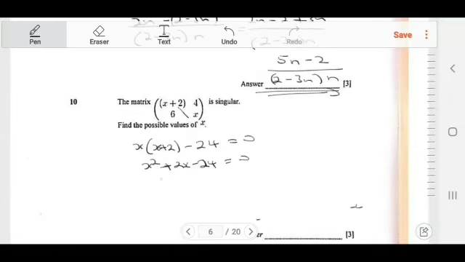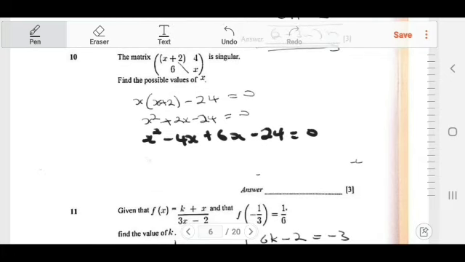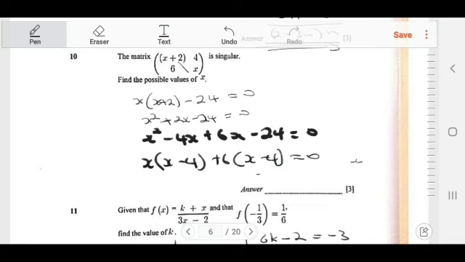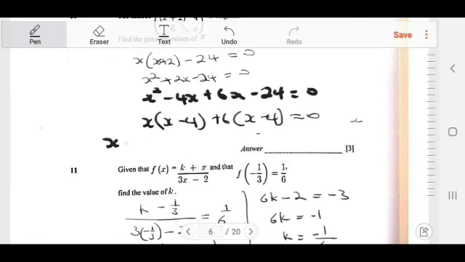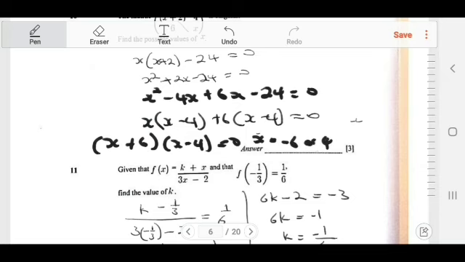The common factors here are what? Negative 4 and positive 6. So we have x squared minus 4x plus 6x minus 24 equals to 0. Then we have x minus 4 and plus 6 times x minus 4 equals to 0. Then x plus 6, x minus 4 equals to 0. So x equals to minus 6 or 4.